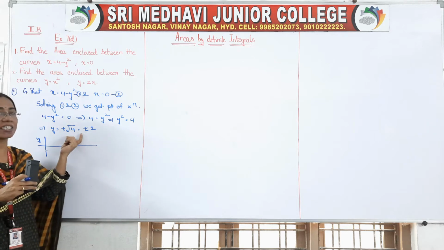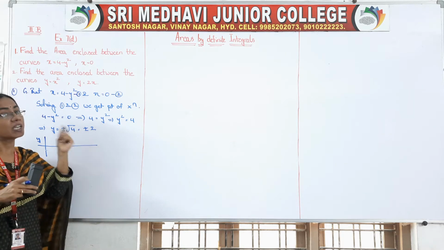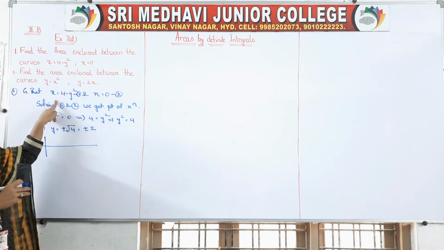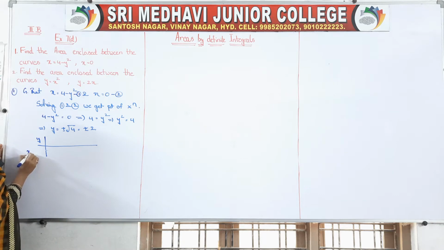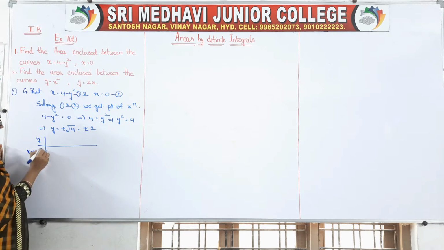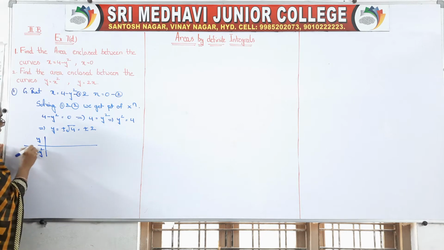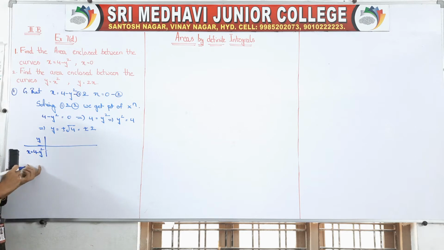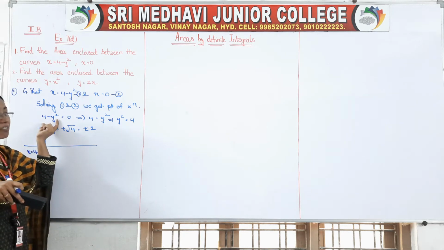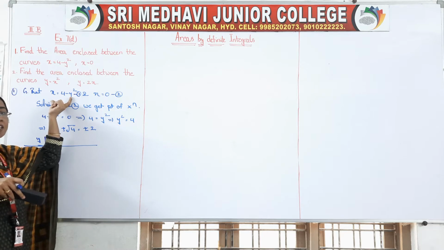But this is a special case. You got y values here, you have to substitute y values in the x equation. So what is that? It is x is equal to 4 minus y square. Previously we got x values, and we would substitute those x values in the y equation. But here you got y values and you have to substitute y values in x. Your curve is x is equal to now, isn't it? This is your second degree equation.